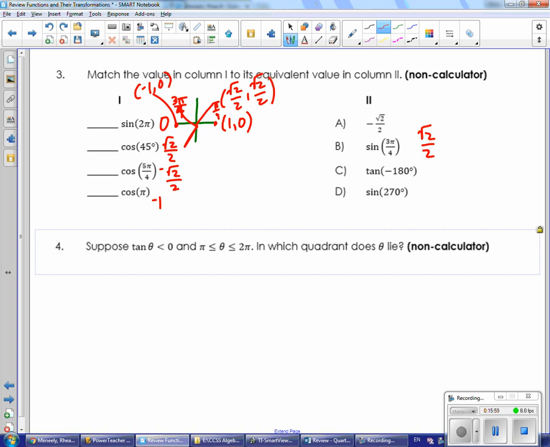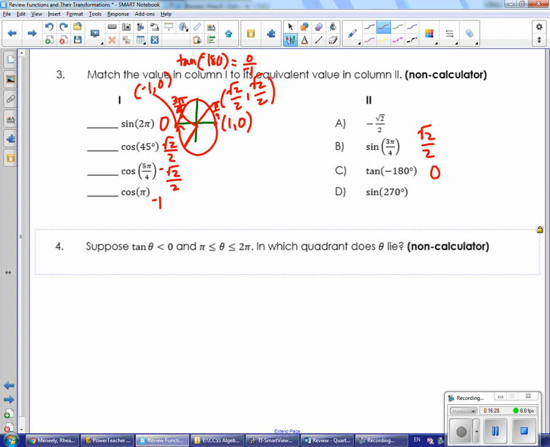Letter C is referring to the tangent of -180 degrees. So I got to remember, a positive 180, I'm going this way around the unit circle. A negative 180, I'm just going the other way, but I land at the same place. And so the ordered pair associated with that, again, is -1, 0. And the tangent of -180 then is just going to be the y value, which is 0, divided by the x value of -1. And when I divide, I'm just going to get 0.